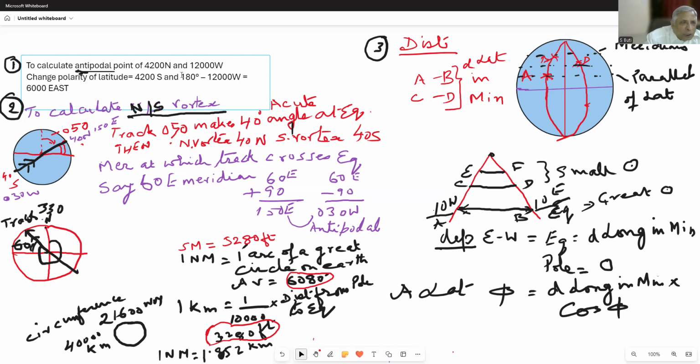And to find out the longitude of your antipodal point, 180 minus your longitude with polarity, in this case 120 west, your antipodal point will be 180 minus 120, that is 60 degrees 00 minutes. And don't forget, this was west, so this place will be east.